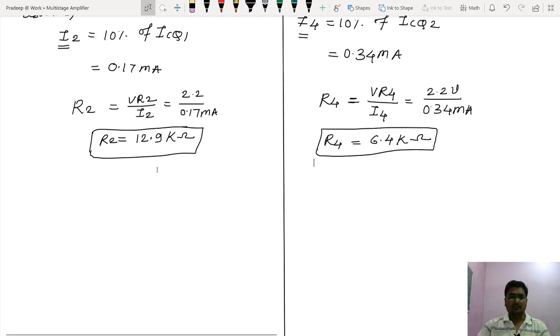Compare those values now, 12.9 and 6.4. Right, so these are the values for resistors R2 and R4. Now okay, let's calculate the value for R1, the second biasing resistor. Here it will be R3, that is the second biasing resistor. How can I go for that?